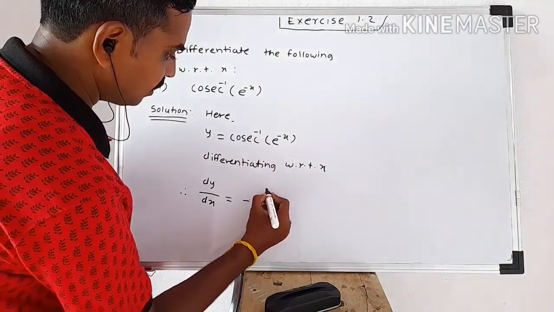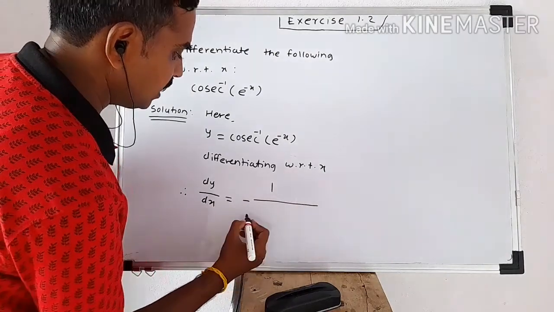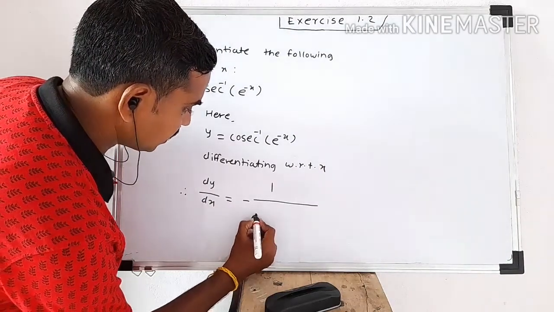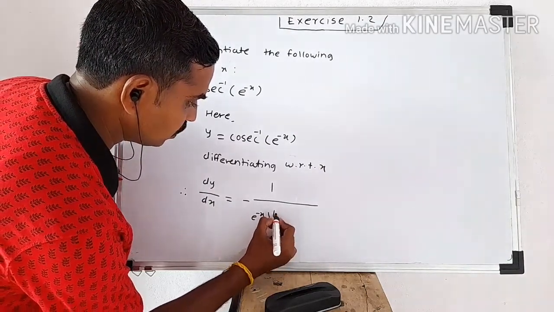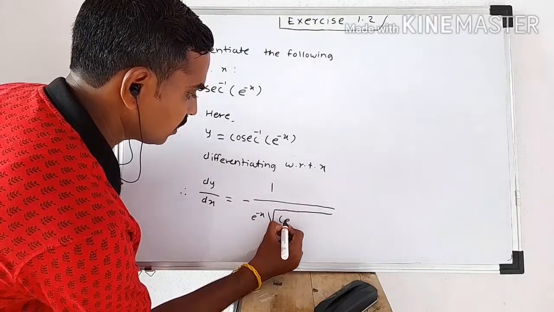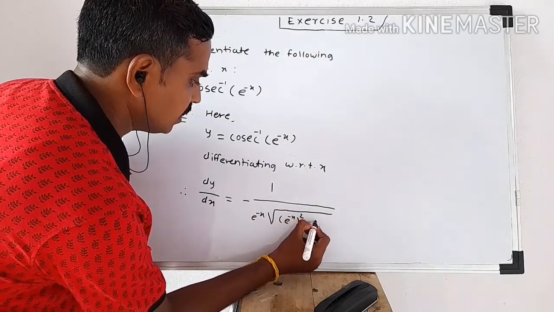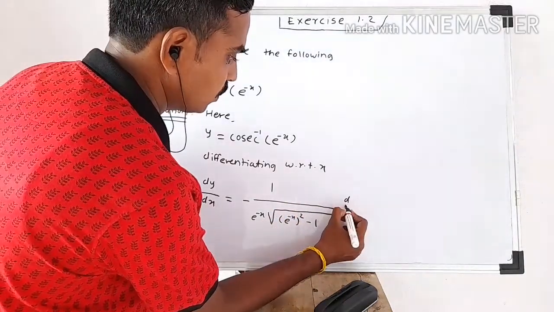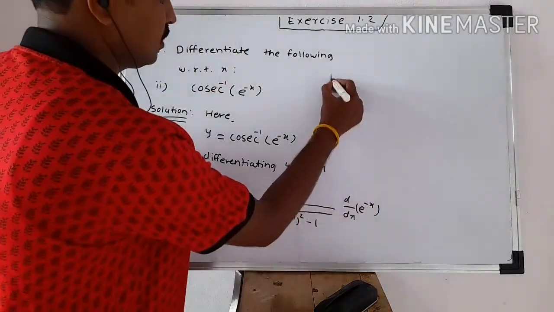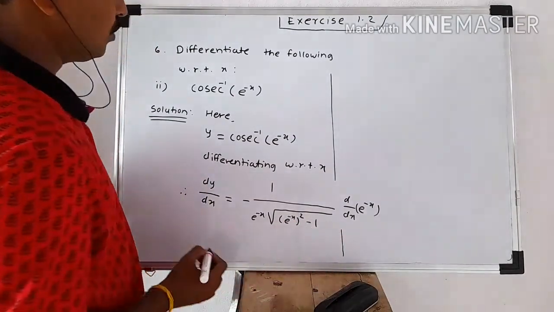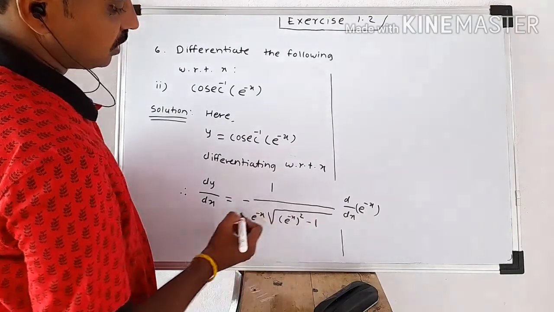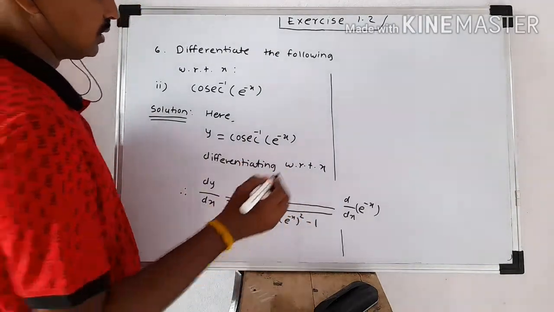Derivative of cosec inverse of f of x is negative. It will be minus 1 divided by f of x into root of f of x square minus 1 into d by dx of e raised to minus x. Because the standard formula for cosec inverse of x is minus 1 by x into root of x square minus 1. Therefore the same formula for composite function is here.